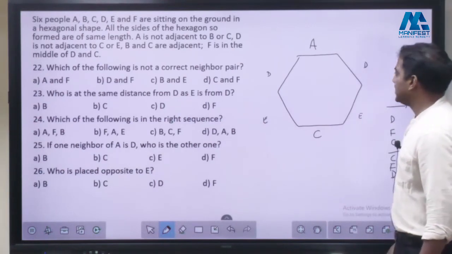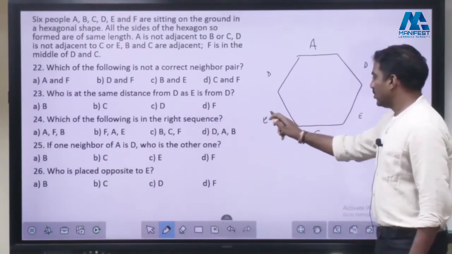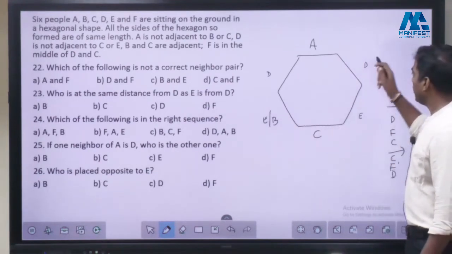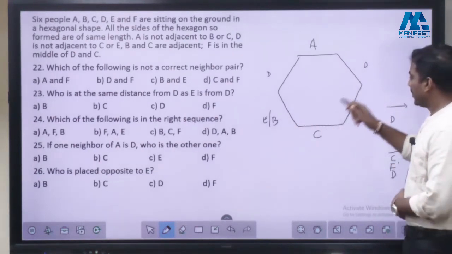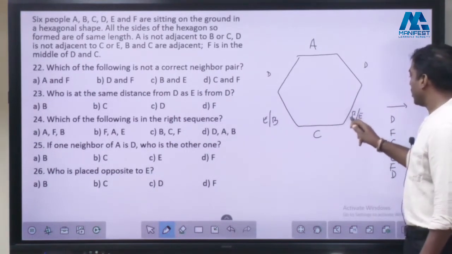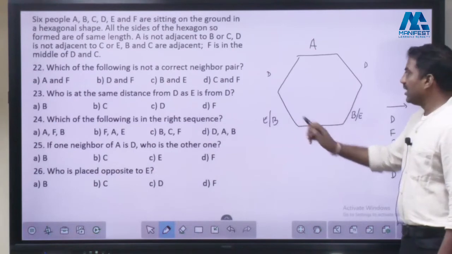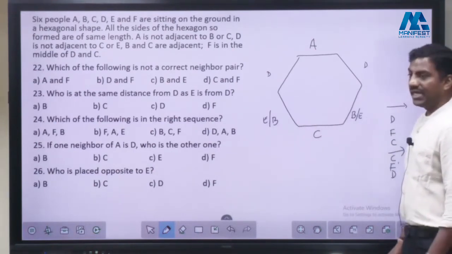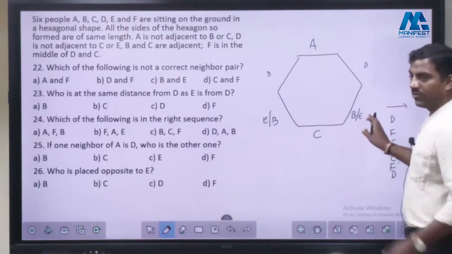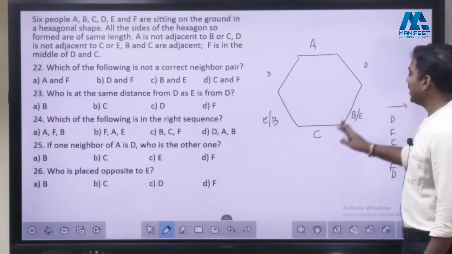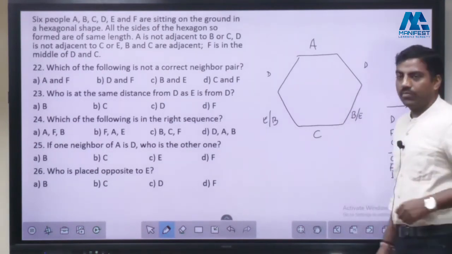Then B and C are adjacent. So if B comes here, E will come here. Or if B comes here, E will come here. Then F is in the middle of D and C. So F has to come somewhere here. So what to do now?